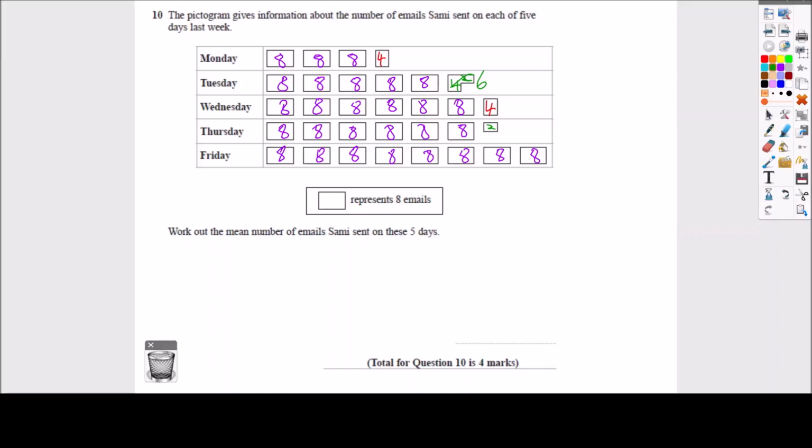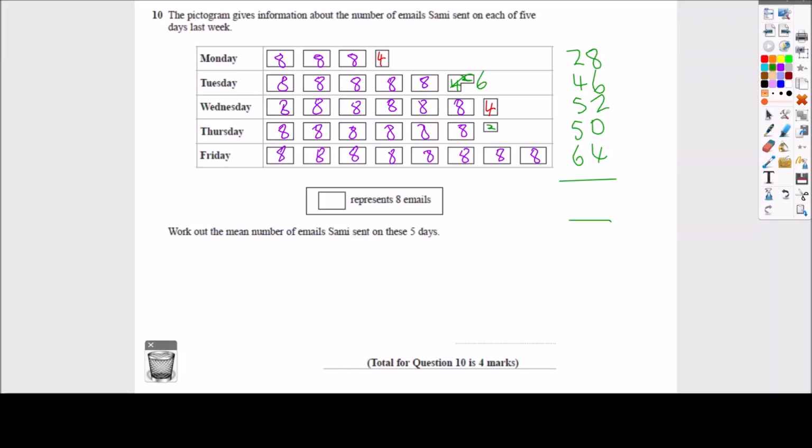That's easier to see. So on my top row, I've got an 8, an 8, an 8, and a 4. So 3 8s are 24, and a 4 is 28. My second row, 1, 2, 3, 4, 5 8s are 40. 40 plus 6, 46. 1, 2, 3, 4, 5, 6 8s are 48. That's a 52. 1, 2, 3, 4, 5, 6 8s are 48 plus 2 is 50. And 1, 2, 3, 4, 5, 6, 7, 8. 8 8s are 64. So if we then add up that final column, we've got a 28 plus a 46 plus a 52 plus a 50 plus a 64.